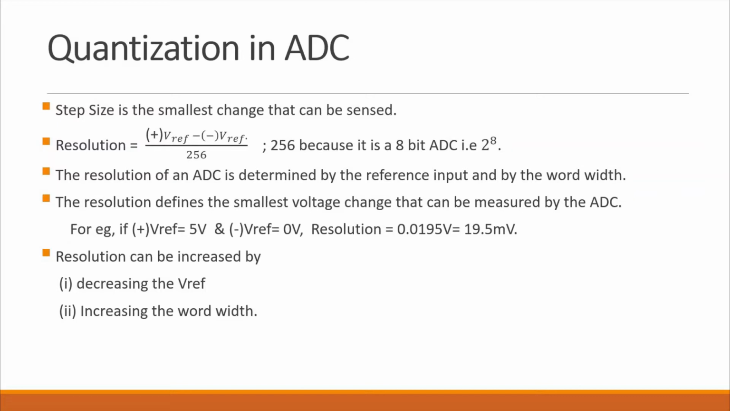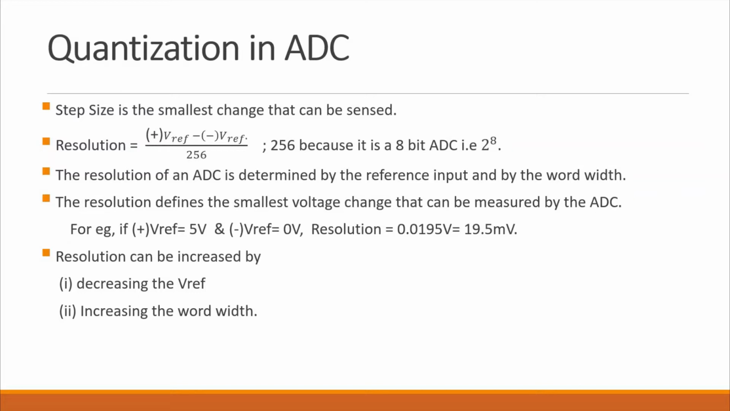See here, I have given you an example where I considered an ADC of 8-bit, provided a V reference voltage of 5 volt and minus V reference as 0, that is ground. By that formula we have calculated the resolution. It comes out to 19.5 millivolt. So what does a resolution of 19.5 millivolt mean? It is the smallest change that can be sensed by that ADC.